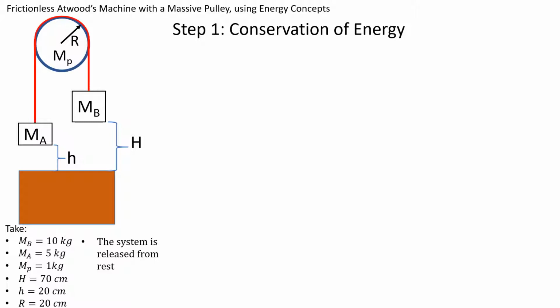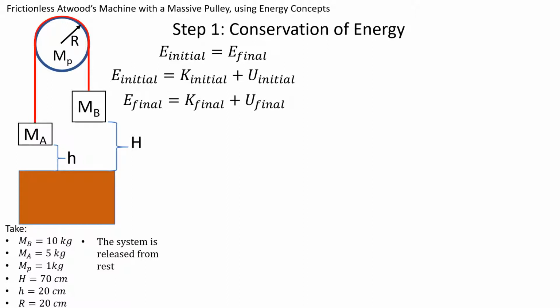The first thing we're going to do is set up the conservation of energy. So in the energy chapter, anytime you see a question that's asking you things about energy, you should think conservation of mechanical energy. And conservation of energy simply says that the initial energy that the system has is equal to the final energy that the system will have. The initial energy is the initial kinetic energy plus the initial potential energy. So we use K to mean kinetic energy and U to mean potential energy. And the final energy is the final kinetic energy plus the final potential energy.